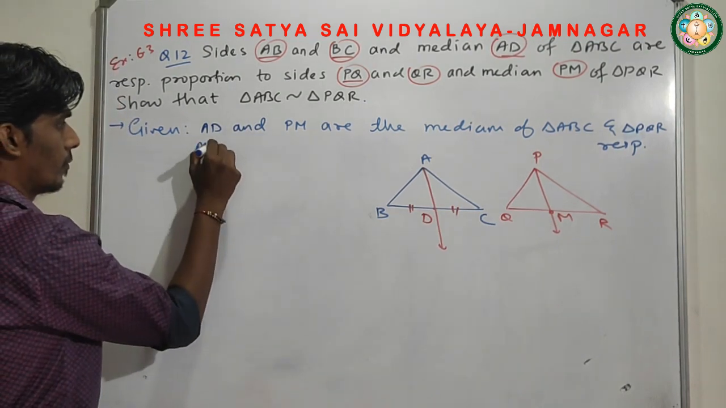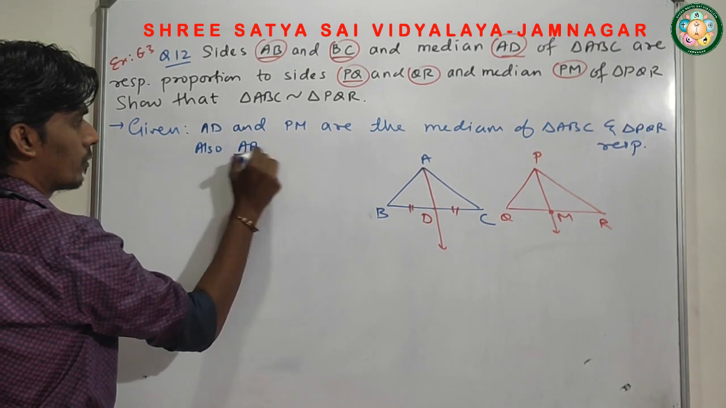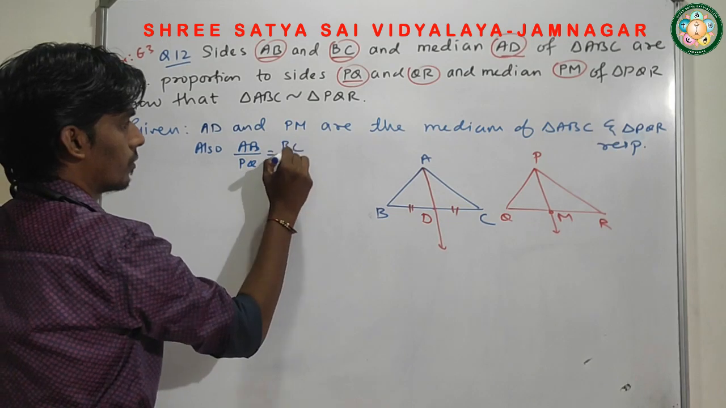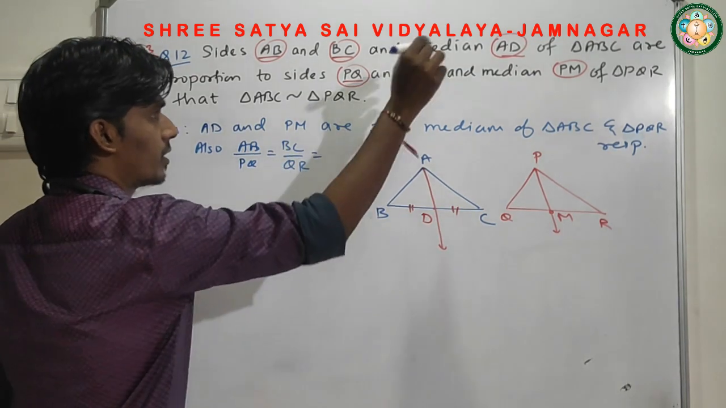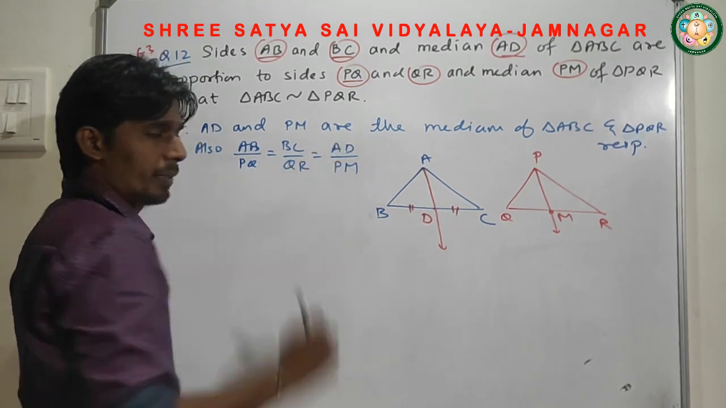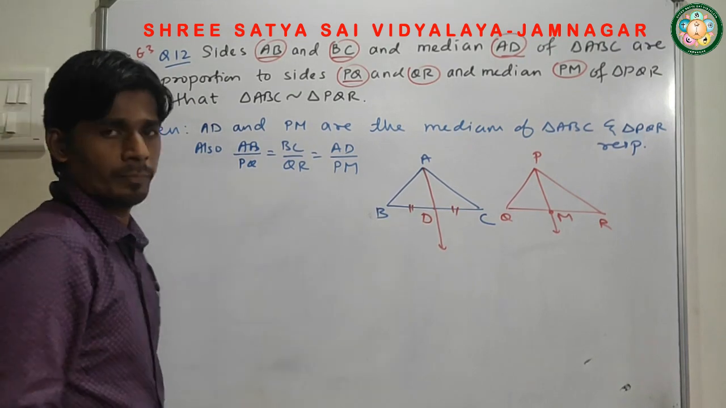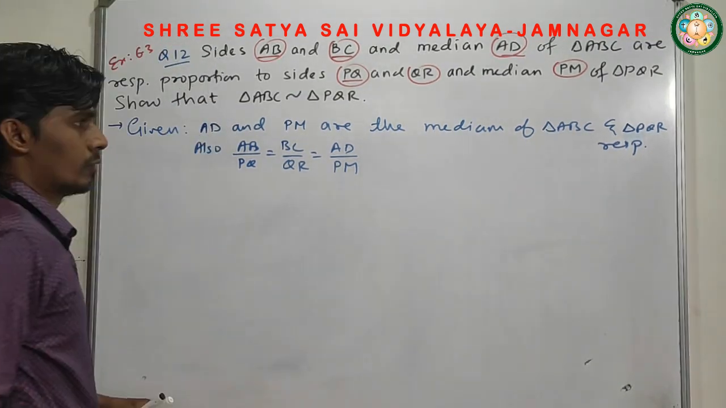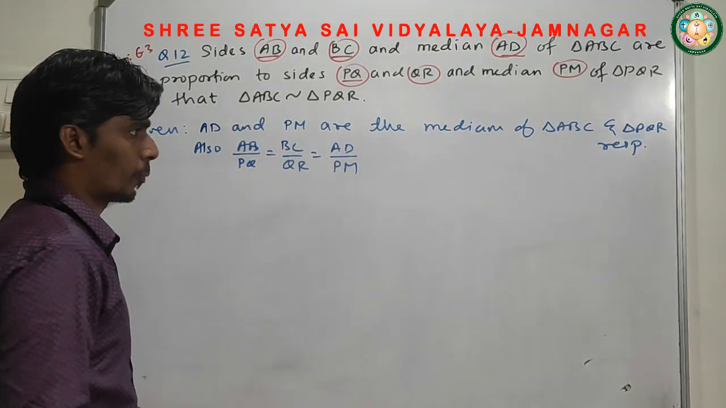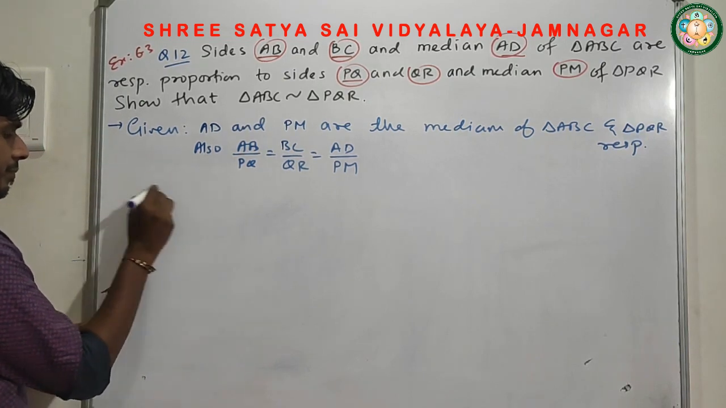Also, AB upon PQ is equal to BC upon QR is equal to AD upon PM. These are the medians. So all of these are in proportion. It's given in the question itself. So the ratios are equal. Now two things are given, that the corresponding sides are in proportion and AD and PM are the medians. So let's draw a diagram.